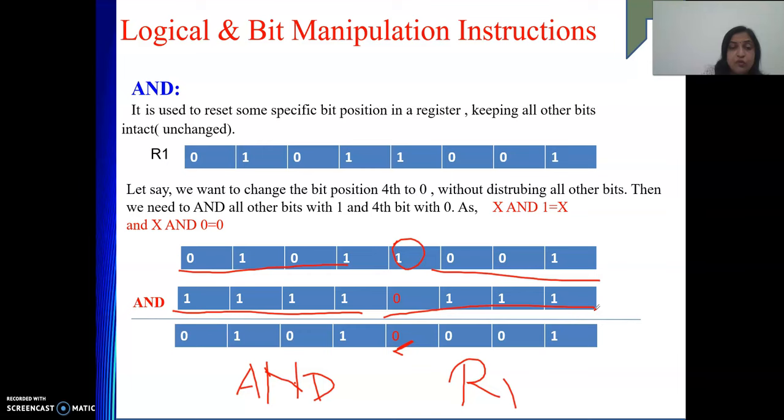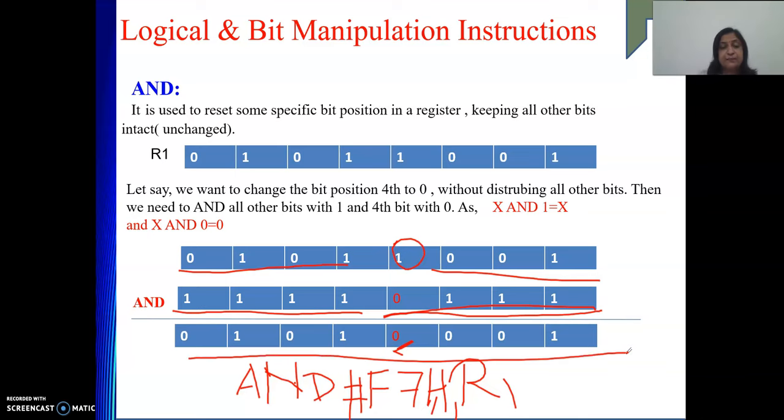So see, 0111 is what? 7. Hope you know these binary combinations now. And 4 all ones is what? 15. 15 in hexadecimal is F. F7. I will write H to indicate that it is a hexadecimal number. As well as I will write the hash sign. You remember that? Hash indicates an immediate operand. Because with this immediate operand, I will AND the content of R1. Then my result will become like this.